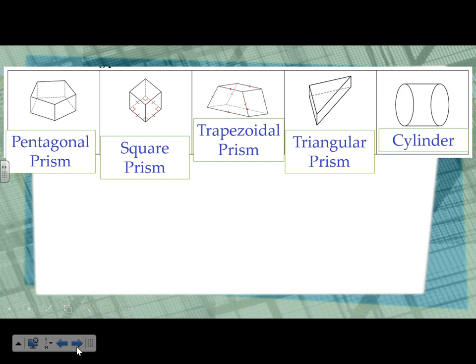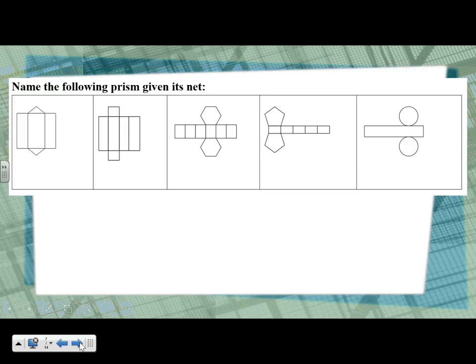Shouldn't be too bad. The next one, name the following prisms giving the nets. Now again, if you look, all these have these rectangles in them. Those are all the lateral faces. So the other ones that are not rectangles are probably your bases, are definitely going to be your bases. So the first one has a triangle prism.